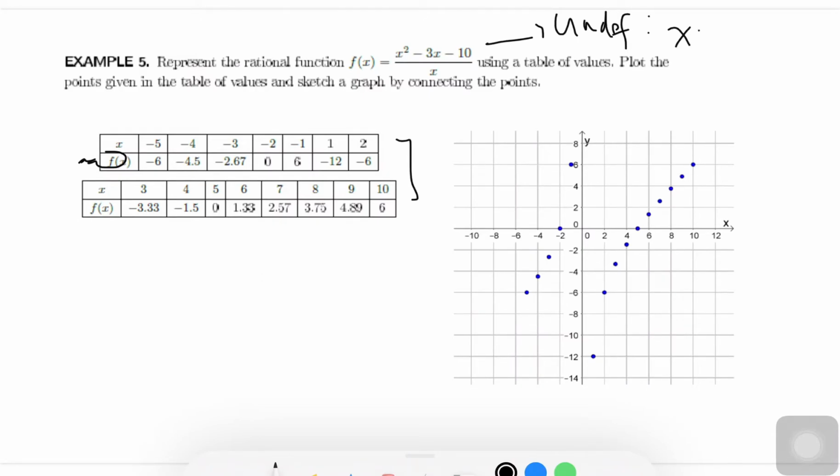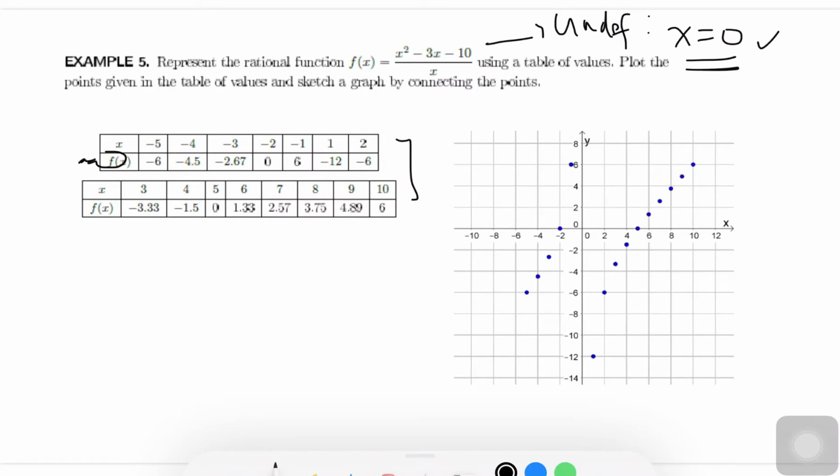If your denominator is 0. Okay, so we will use this later in graphing. Okay, so you have checked it. If you substitute negative 5, you will arrive at negative 6. If negative 4, negative 4.5, and so on. Okay, so plotting this one, we have this set of points.